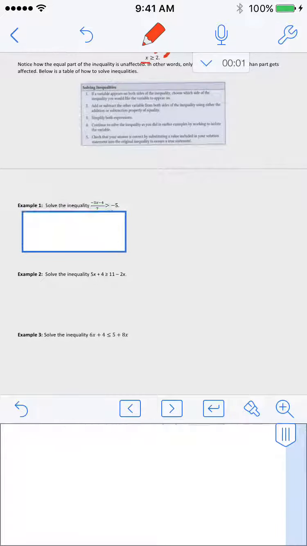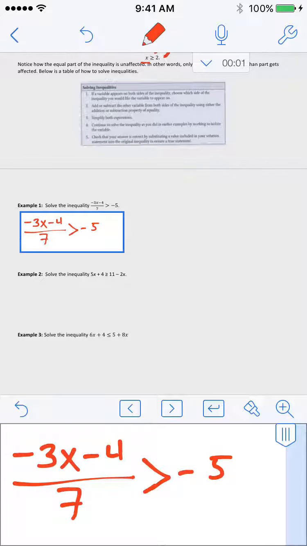I'm going to go ahead and pretend that says equal instead of greater than. If that said equal, what would be the first thing I do? I want to start as far away from the variable as I can. So first I check that the x is on one side.